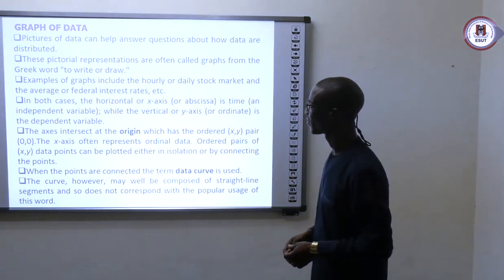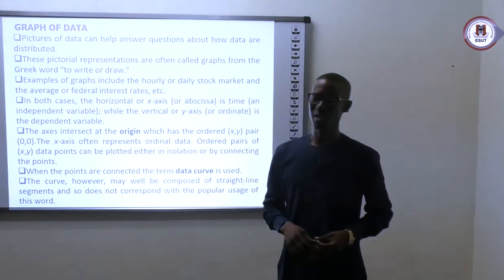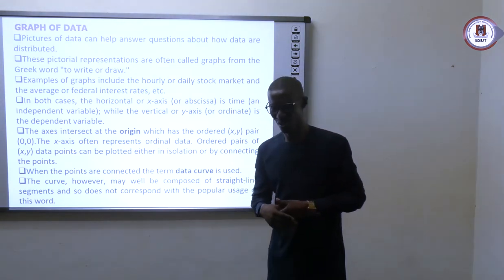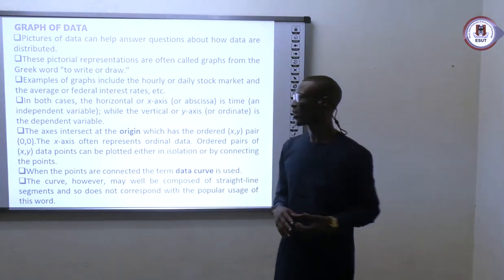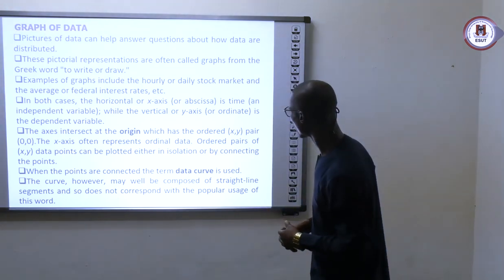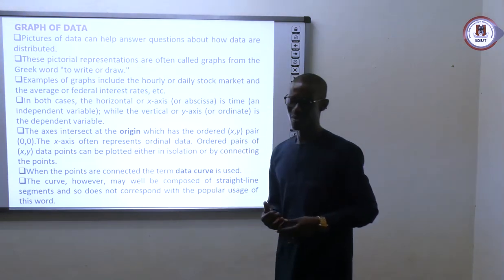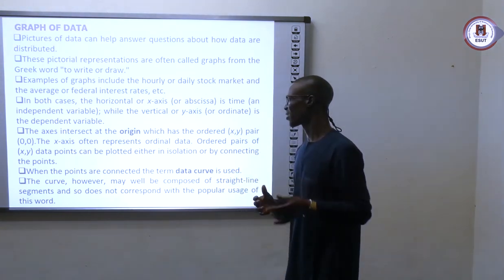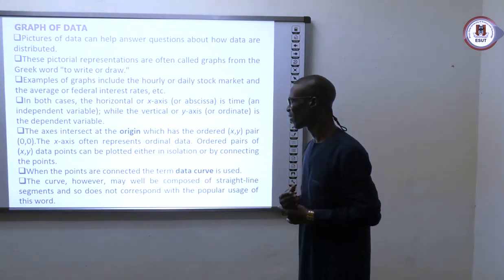Now, graphs of data. We have different types of graphs that we use to present data. It could be a picture graph, where you have a pictorial representation of the data. It could be a line graph, or a bar chart. We have different types of bar charts. It could be box charts too. These are different ways through which we present data. Graphically, we have two axes: the x-axis and the y-axis. The x-axis is sometimes called the horizontal axis, while the y-axis is called the vertical axis.